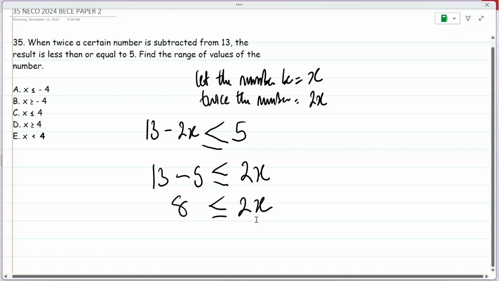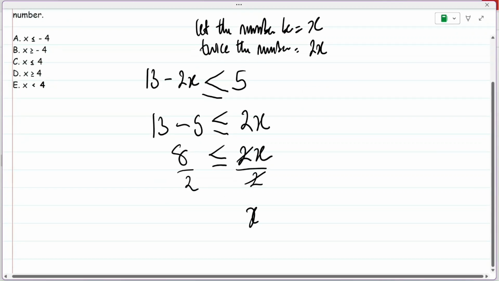Since you're looking for your x, you divide both sides by the coefficient of x, which is 2. You have divided by 2 and divided by 2. 2 cancels 2. You have x, then the sign is still facing like this. The opening part is facing x. Then you have 8 divided by 2, that's 4.